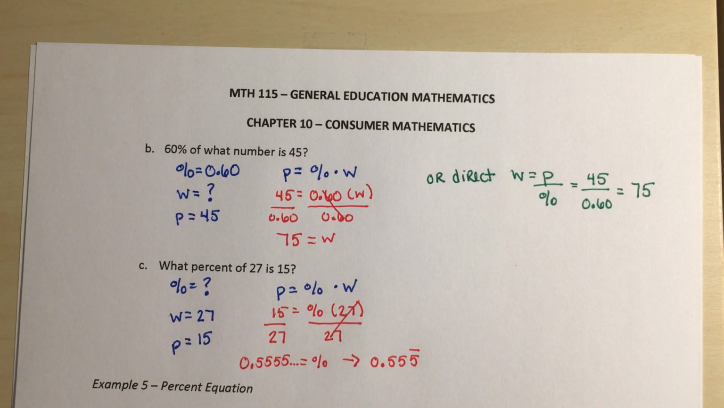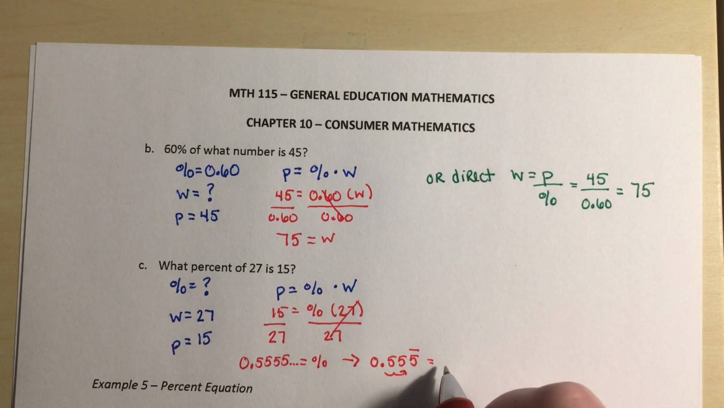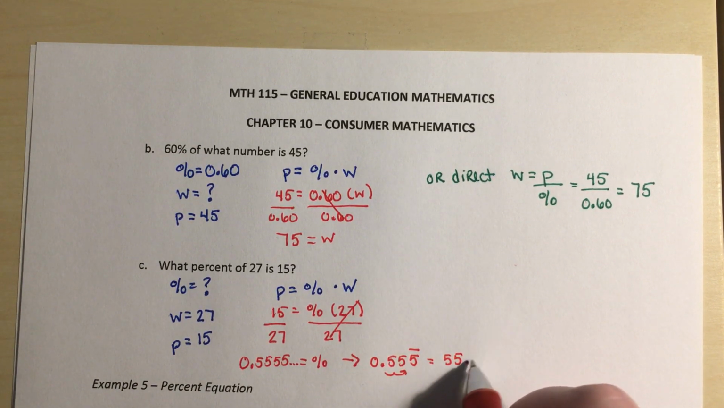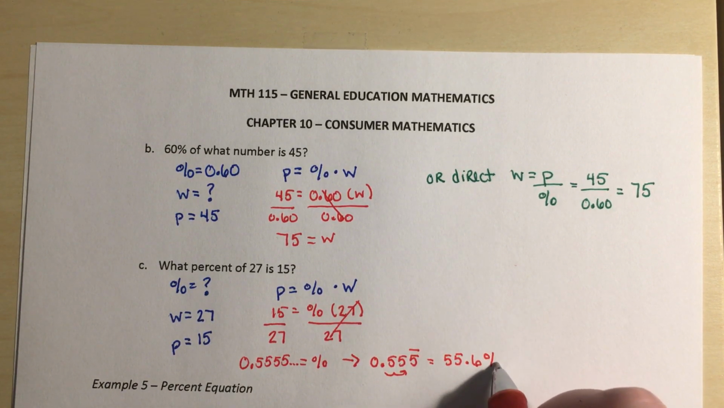But in this case, we also want to think about this as a percent, not just a decimal. So we're going to take this decimal point and we're going to shift it over 2 places. And then as we shift it over 2 places, we're going to round that last decimal. And since at that decimal we're getting 55555, we're going to round up. So we're going to end up with 55.6% for our final answer.